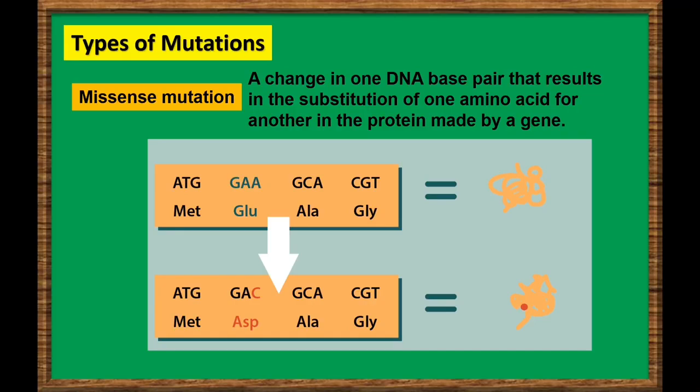For example, if this is the normal sequence of DNA bases to produce this sequence of amino acids during protein synthesis, in missense mutation, the nucleotide adenine in the second code was substituted by cytosine, thus leading to a different amino acid, which is asparagine instead of glutamic acid.